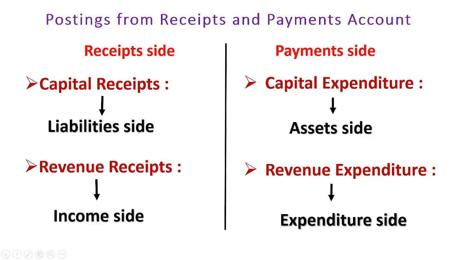So keep in mind, on the receipt side, there are two types of receipt: capital receipt and revenue receipt. Capital receipts are also called liabilities, hence posted to the liability side, whereas revenue receipts are a part of income, hence posted to the income side. And from the payment side, we make postings of capital expenditure to the asset side and revenue expenditure to the expenditure side. Like this way, we have considered postings from the receipt and payment side.